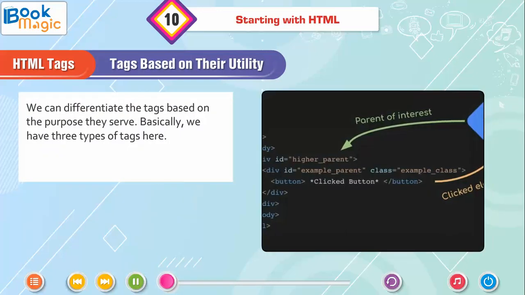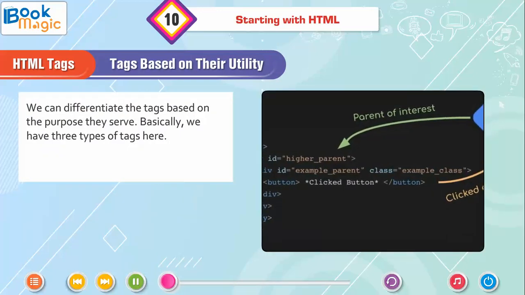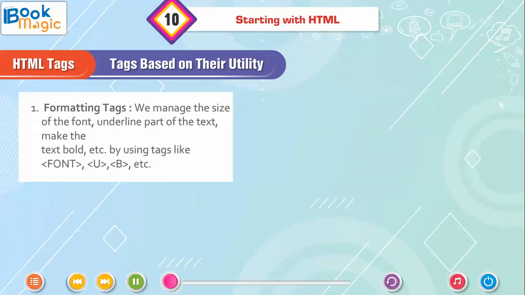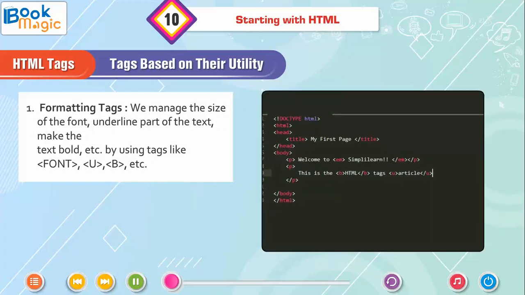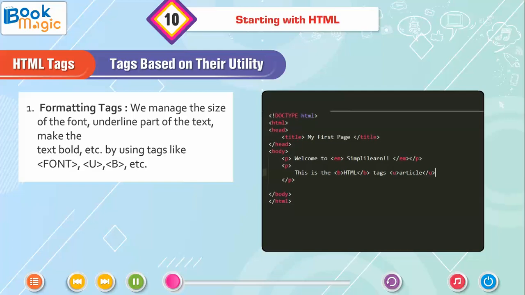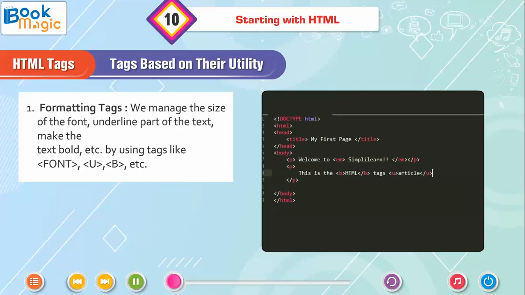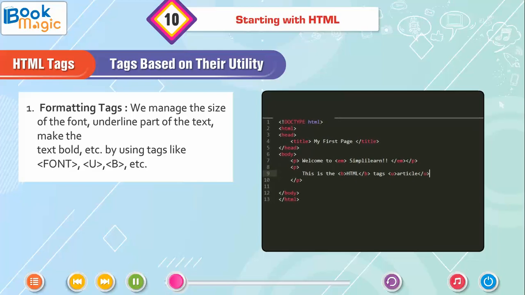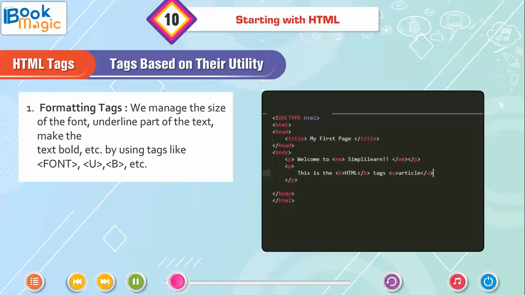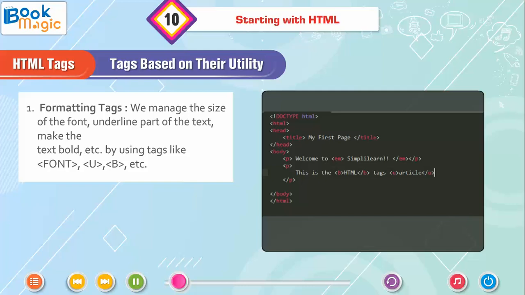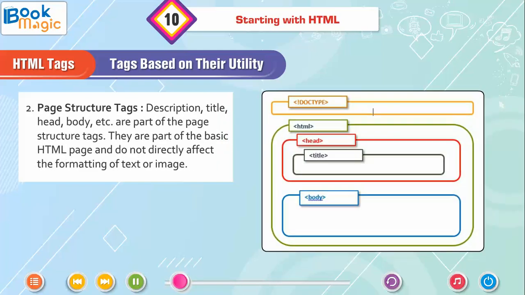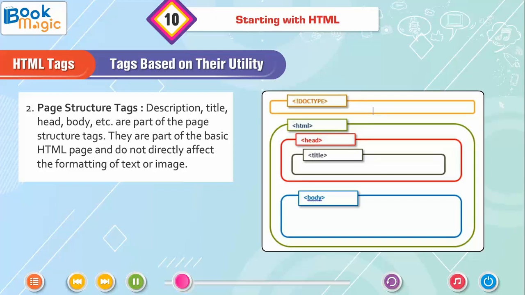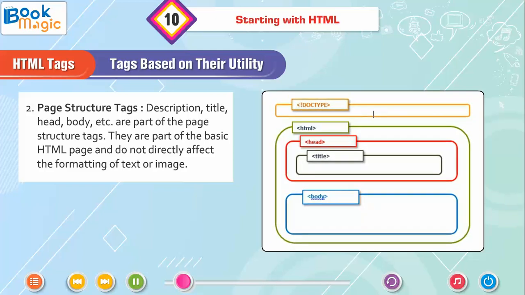Based on their utility, we can differentiate the tags based on the purpose they serve. Basically, we have three types of tags here. 1. Formatting tags. We manage the size of the font, underline part of the text, make the text bold, etc. by using tags like the font tag, the U tag, which is for underline, the B tag for bold, etc. 2. Page structure tags. Description, title, head, body, etc. are part of the page structure tags.